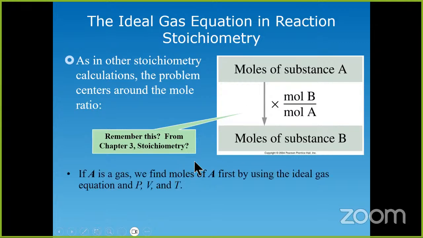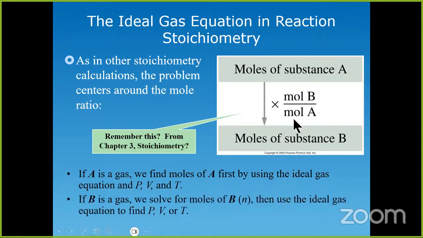Now, in the case of gases, there are other variables that can come into play based on the question that you're given. For example, you could be given the pressure, volume, and temperature, and then using those values, you can use the ideal gas equation to find the number of moles of one gas. So let's say we use P, V, and T to find the moles of A, and then we use the conversion factor to find the moles of B, and then depending on how the question is worded, you could be asked to determine P, V, or T based on the information that's provided, all right? So that's an extra wrinkle that can come into play when solving gas stoichiometry problems.